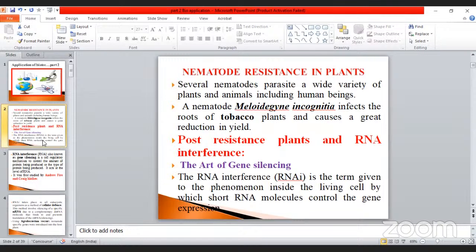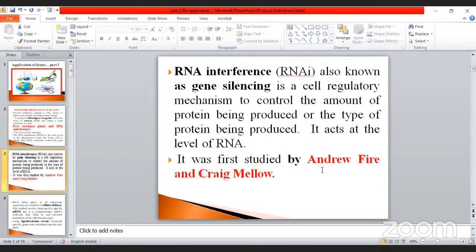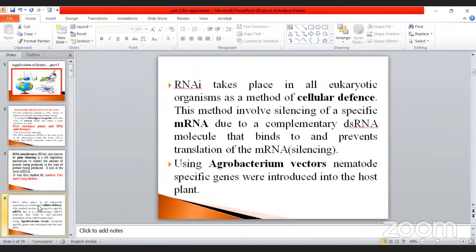How is gene expression controlled? The RNA binds with the mRNA. The mRNA and the RNA are complementary to the double-stranded RNA, which is spliced into single fragments. As a result, what happened? The gene expression was controlled. Okay, that we already discussed. This was first introduced by the scientists Andrew Fire and Craig Mello. So this is very, very important.